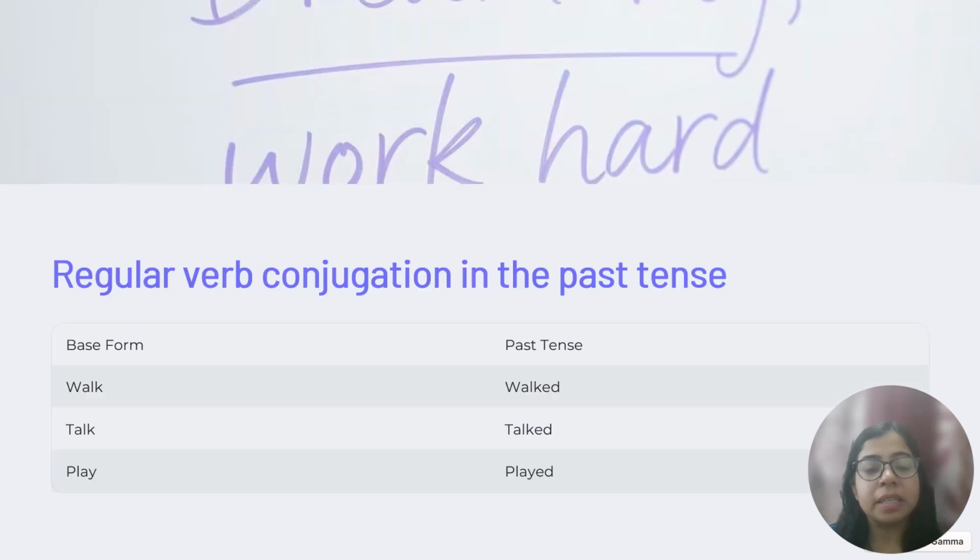Now there are some examples of regular verbs जिसमें हम ed लगाते हैं. Examples are given as walk, जिसका past form होगा walked, talk, talked, play, played. Okay.